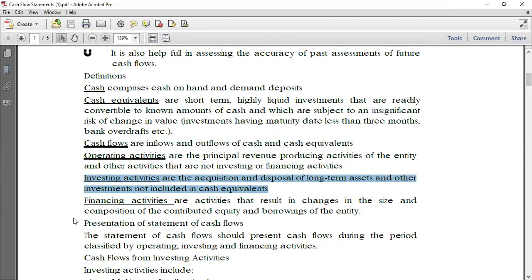And then we have the last section, which is called the financing activities, okay? And financing activities are basically activities that have to do with either contributing equity or borrowing, okay?